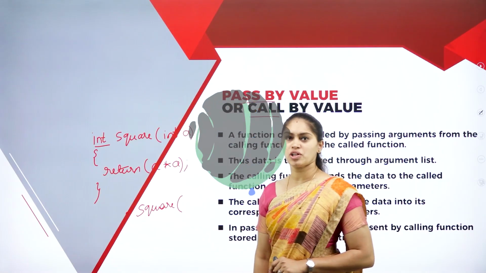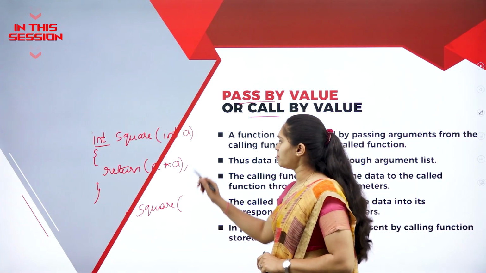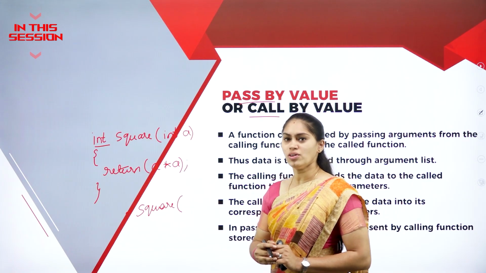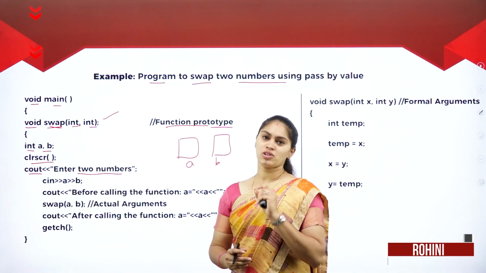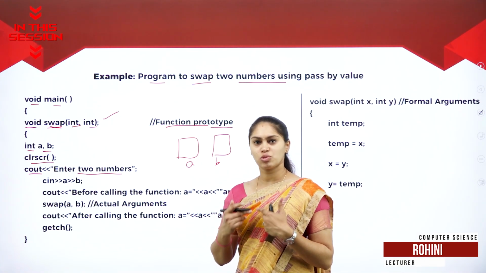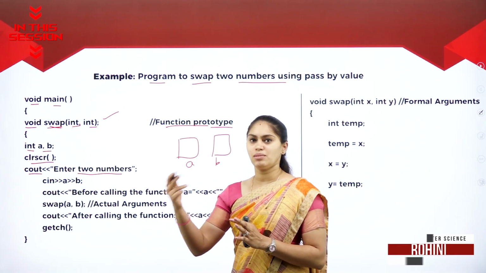Whatever value I send in the calling function should match the number of arguments in the called function. Only then will it execute. Whatever value I give as the first value will be assigned to A, and whatever value I give as the second value will be assigned to B.